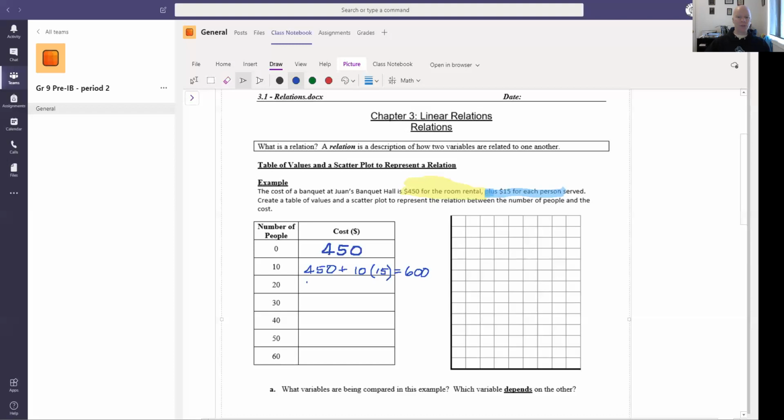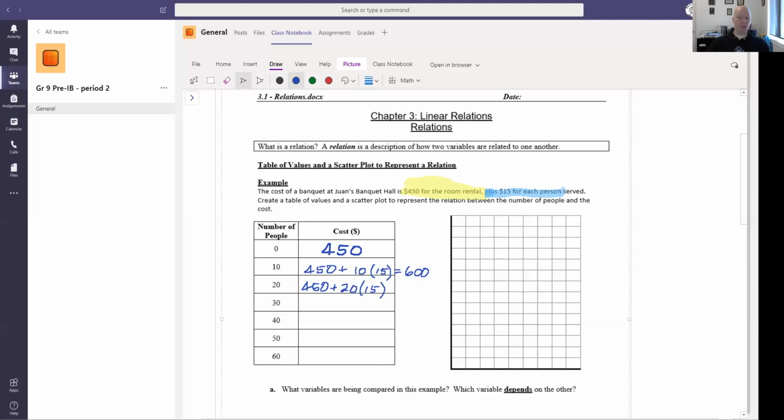Then we move on to 20 people. We're starting off obviously with the $450 rental fee. Then we've got 20 people. So this is not in addition to the 600. This is a brand new calculation. So we have to take the $450 rental fee. That's the starting point anyways. And now we're calculating, well, what if 20 people show up? So we're not adding that to the 10 people who showed up before. That was a separate calculation.